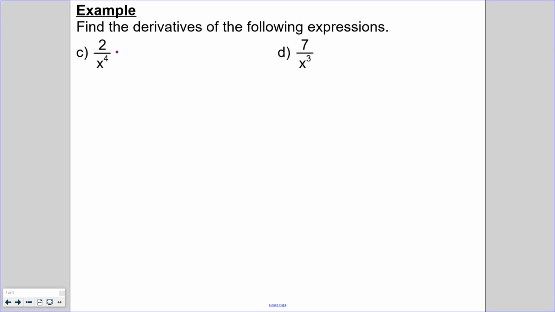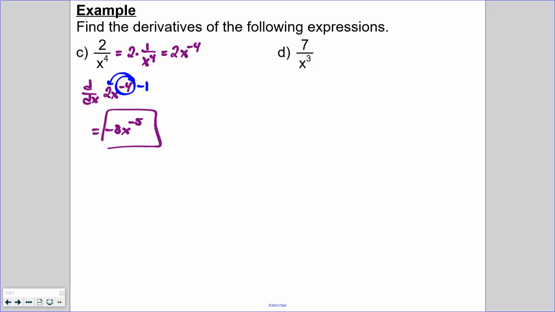First we can pull this apart to be 2 times 1 over x to the 4th. And then we can rewrite 1 over x to the 4th to just be x to the negative 4th. And then we can go ahead and take the derivative of 2x to the negative 4th. We can use our traditional power rule now. We'll take the negative 4, multiply it by the coefficient, subtract 1 from the exponent. So that's going to give us negative 8x to the negative 5th power.